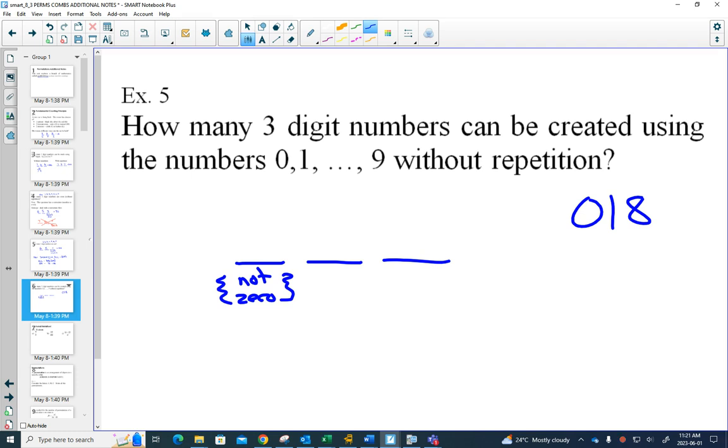And if the first one can't be a 0, you would have only 9 choices. Now you've used up one number. How many choices do you have left for the next one? 9. Because you started with 10. 0 gets put back in, but one number is taken out. You have 9 again, then 8, for 648 in total.